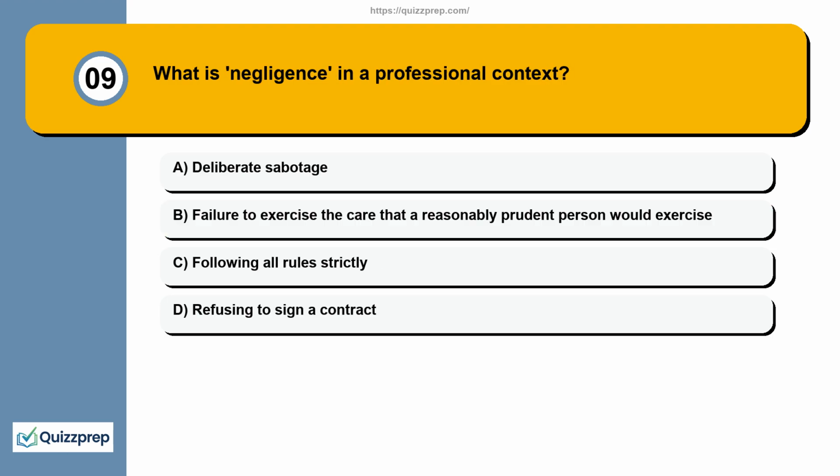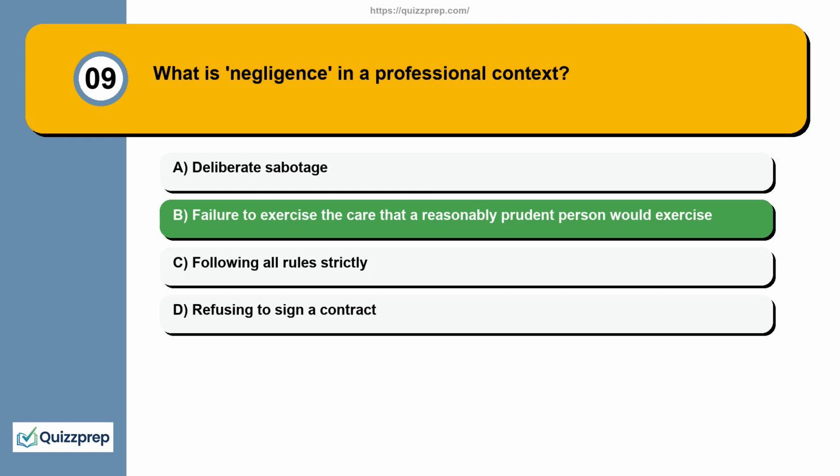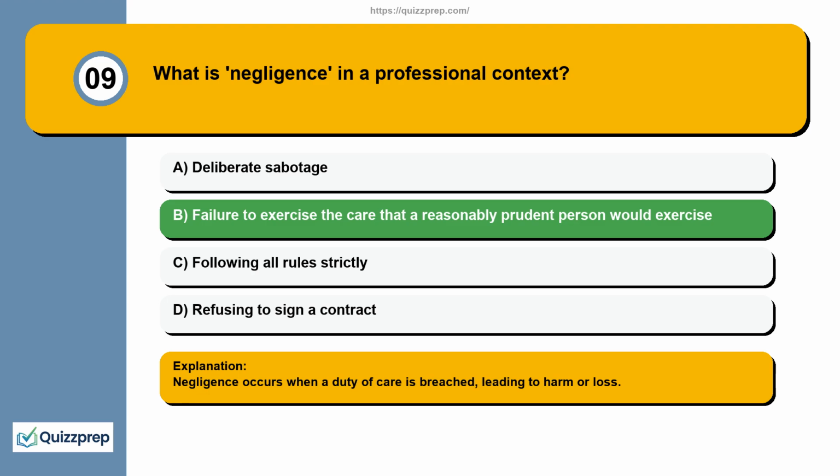Question 9. What is negligence in a professional context? Here are your options. Option A. Deliberate sabotage. Option B. Failure to exercise the care that a reasonably prudent person would exercise. Option C. Following all rules strictly. Option D. Refusing to sign a contract. The correct answer is option B. Failure to exercise the care that a reasonably prudent person would exercise. Explanation. Negligence occurs when a duty of care is breached, leading to harm or loss.